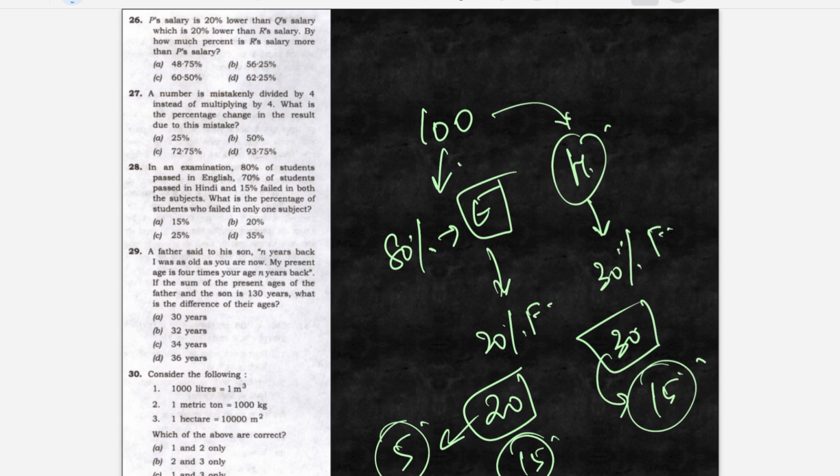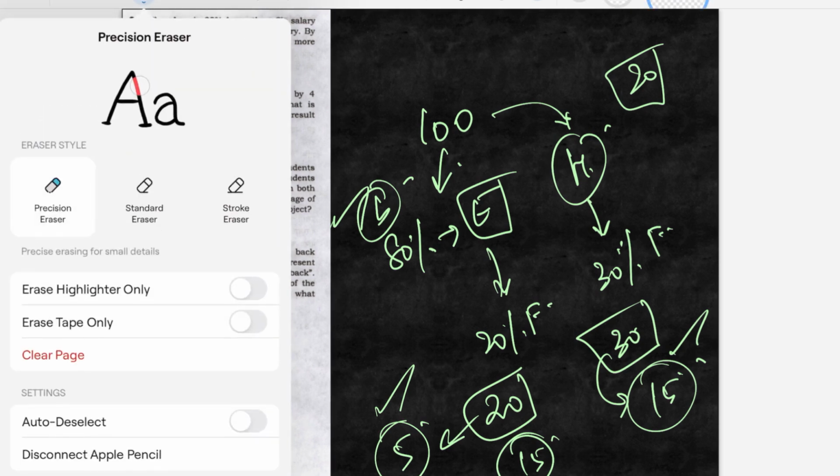What is the percentage of students who failed in only one subject? So here there are 5 students, here there are 15 students. So a total of 20 students have failed only in one subject. And 20 students out of 100 is what? 20%. That's all, simple. The answer to 28 is option B. So we have got the right answer. No complex maths. Right. Look at question number 29.